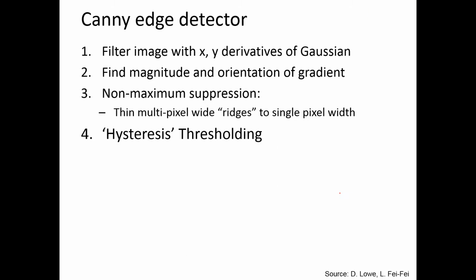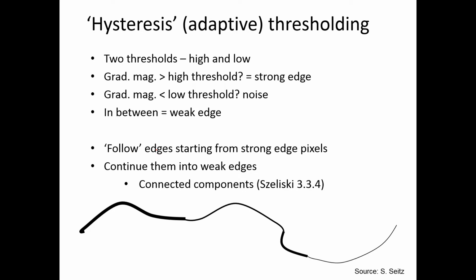So, they have also one additional step. One additional step they call Hysteresis thresholding, and it's kind of an adaptive thresholding. Basically, they will set two values, a high threshold and a low threshold. So if it's bigger than the high threshold, we'll just say, okay, this is definitely an edge, so we'll keep that. If it's lower than the low threshold, we'll say that it's noise, so we'll just discard that. Those pixels in between, we'll say are weak edges.